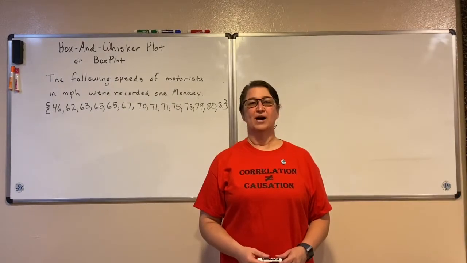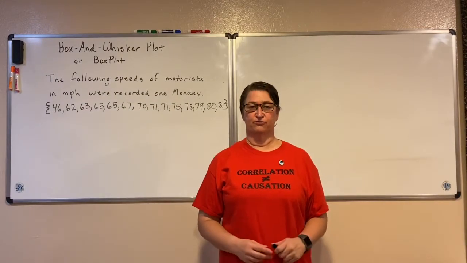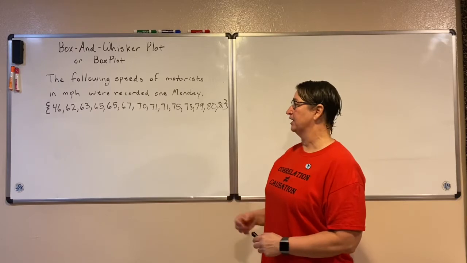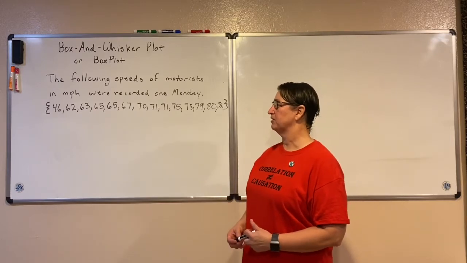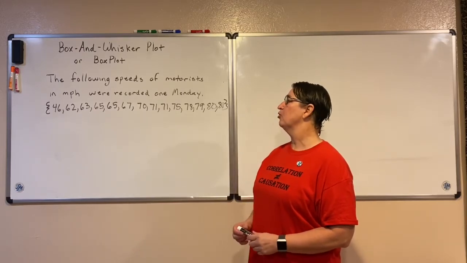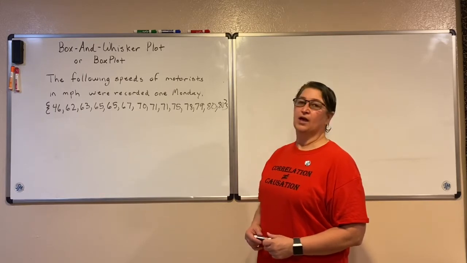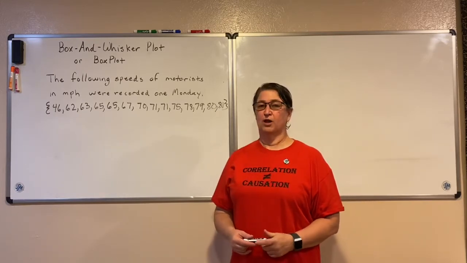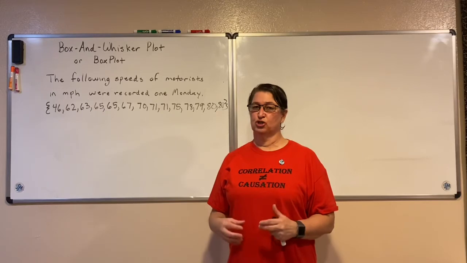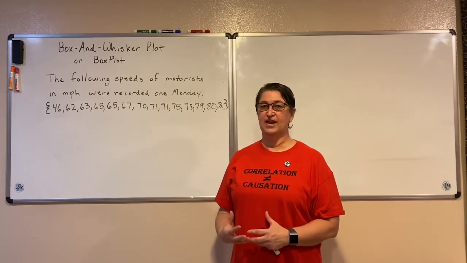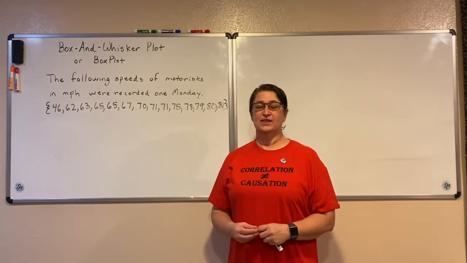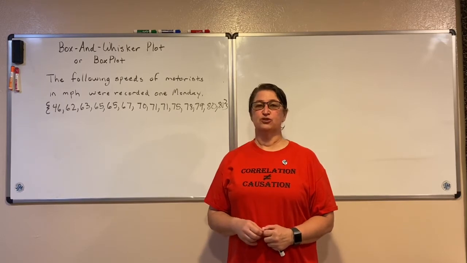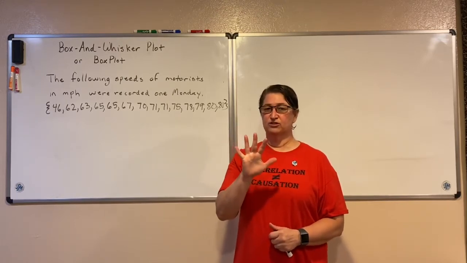Let's create a box and whisker plot from start to finish. I have some data here: the following speeds of motorists in miles per hour recorded one Monday. The box and whisker plot is going to show the dispersion or the spread of this data. To create that box and whisker plot, the first thing we need to do is find the 5-number summary.